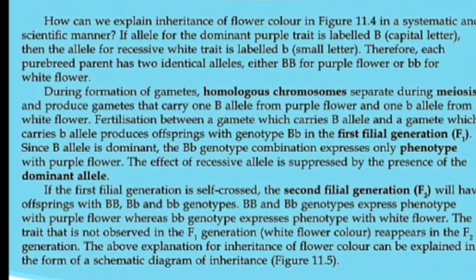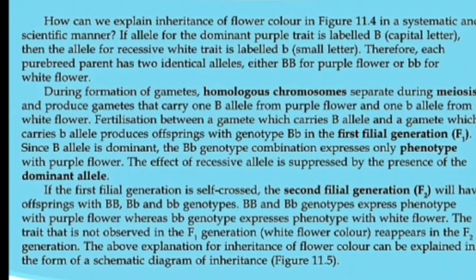Fertilization between a gamete which carries B capital letter and a gamete which carries B small letter alleles produce offspring with genotype BB capital and small letter in the first filial generation. So, in the first filial generation, the offspring produced has genotype Bb. Big letter for B and small letter.